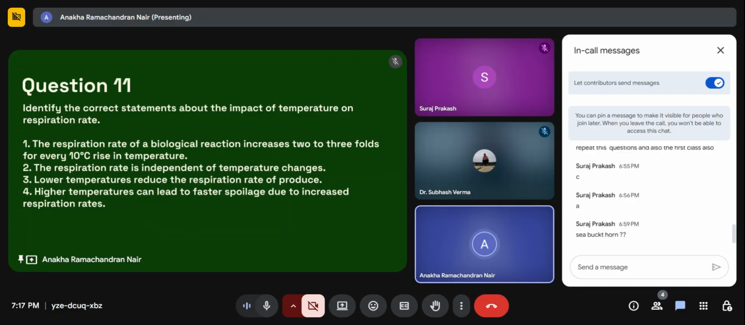Question number 11 is: you have to identify the correct statement about the impact of temperature on respiration rate. There are four options given to you. Option 1 is the respiration rate of a biological reaction increases 2 to 3 folds for every 10 degrees Celsius rise in temperature. Option 2 is the respiration rate is independent of temperature changes. Option 3 is lower temperature reduces the respiration rate of produce. And option 4 is higher temperature can lead to faster spoilage due to increased respiration rate. So, any guess as to what the answer is?